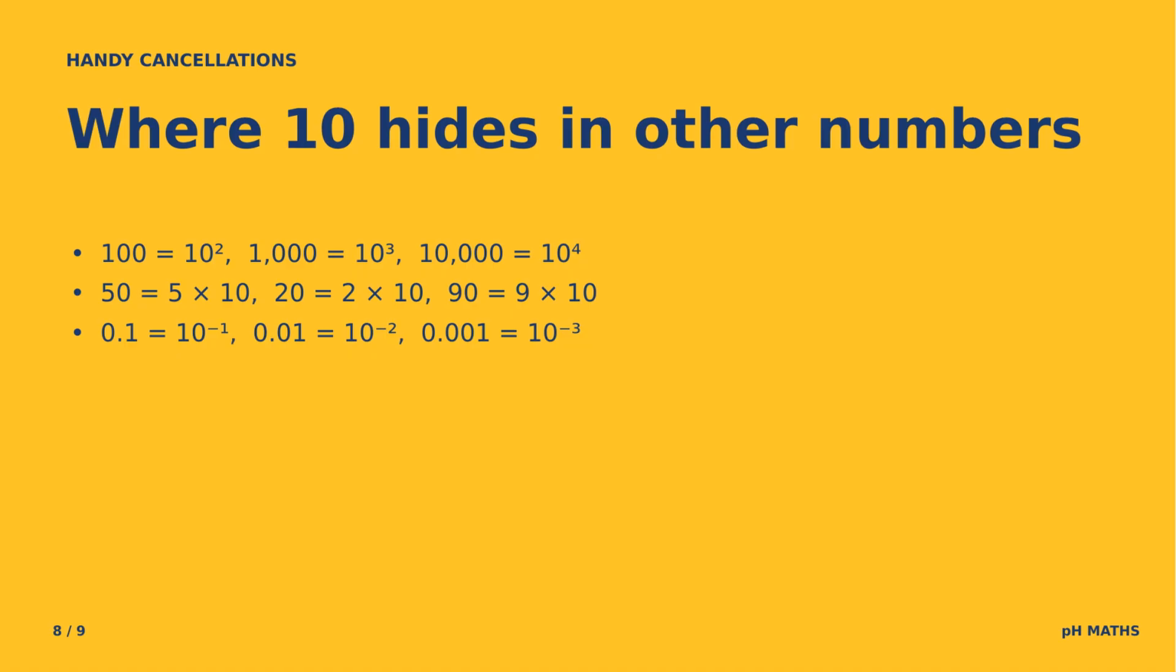Where 10 hides: 100 is 10 squared, 1,000 is 10 cubed, 10,000 is 10 to the 4th, 50 is 5 times 10, 20 is 2 times 10, 90 is 9 times 10, 0.1 is 10 to the minus 1, 0.01 is 10 to the minus 2. Every percentage, every decimal shift, every standard form number has a power of 10 quietly doing the work.